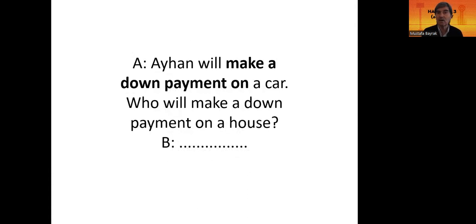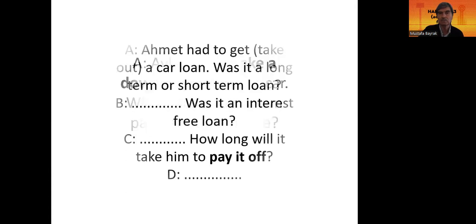Ayhan will make a down payment on a car. Who will make a down payment on a house? Yes, Jakub will make a down payment on a house. So make a down payment on some. Ahmet had to get or take out a car loan. Had to get a car loan. Was it a long-term or a short-term loan? It was a long-term loan.